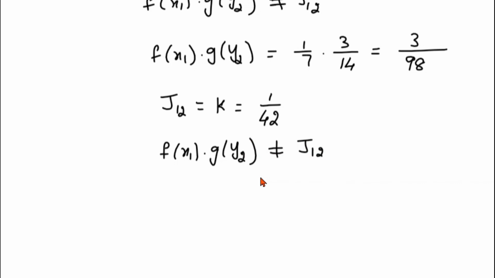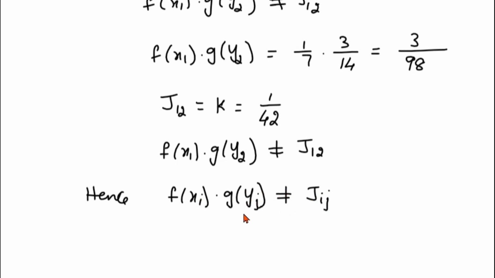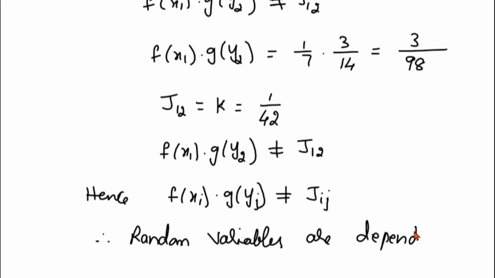I've just shown you two examples. From this we can conclude that for all values of f of xi and g of yj, the product is not equal to gij. Therefore we can conclude that the random variables in this case are dependent.